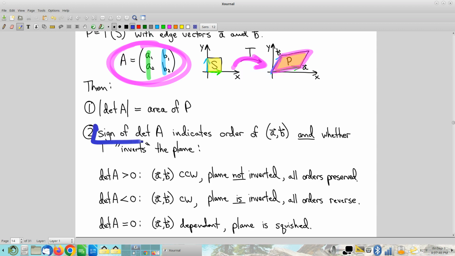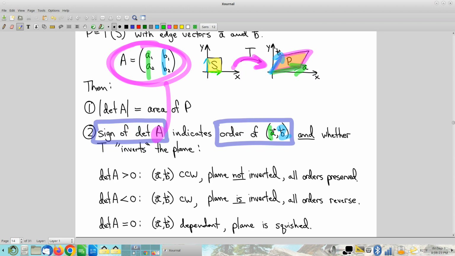The sign of the determinant indicates the order. So keep in mind what I mean by sign. We're talking about the determinant of this matrix, right? The determinant could be plus or minus. Sign just means which one is it? Is it plus or is it minus? Order refers to the order of the green and blue vectors here, and keep in mind there's A and there's B, right? So B is second, A is first.